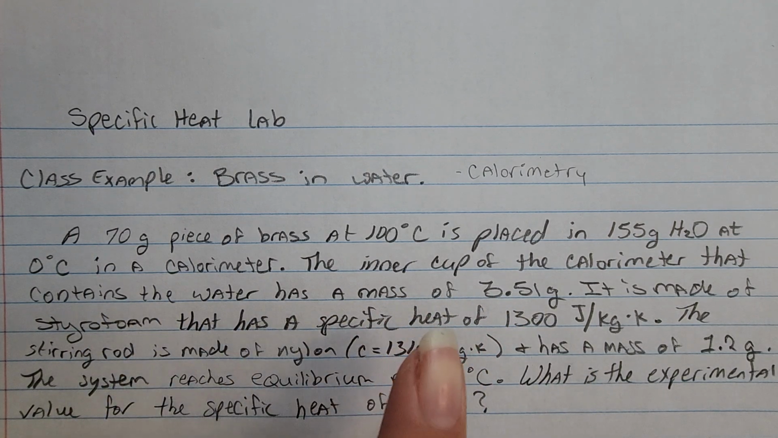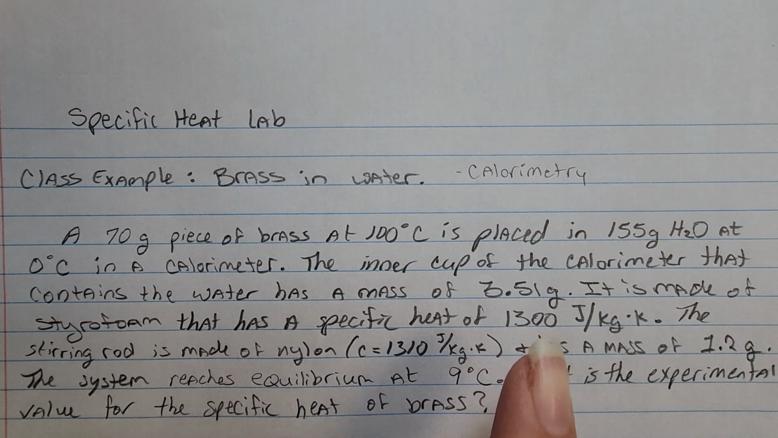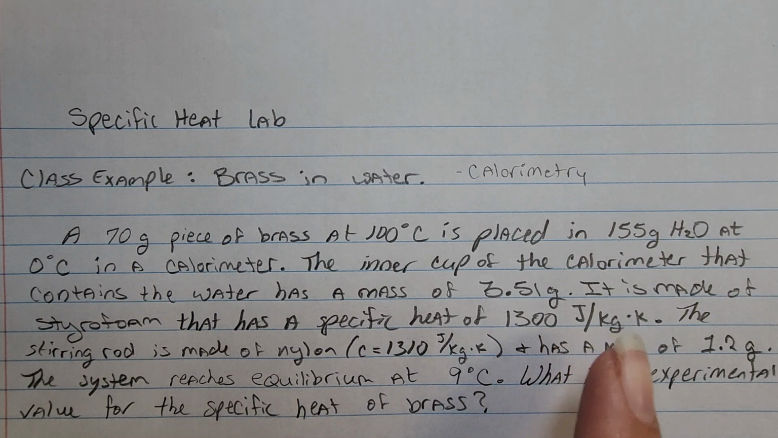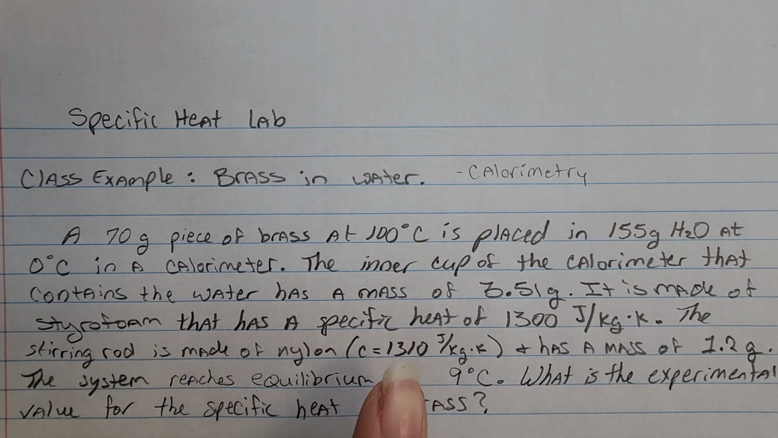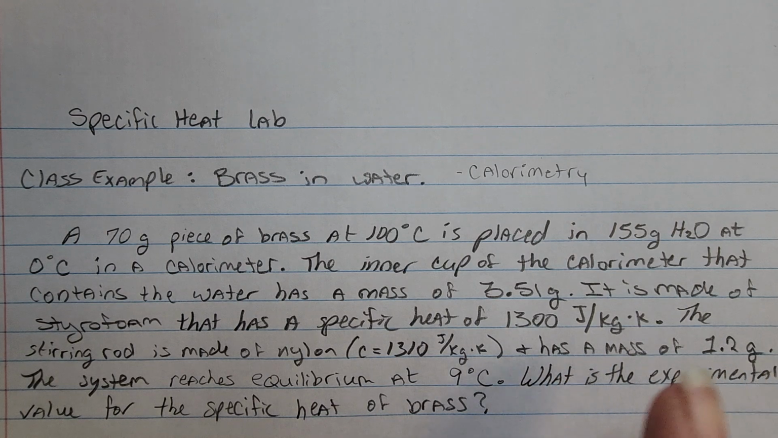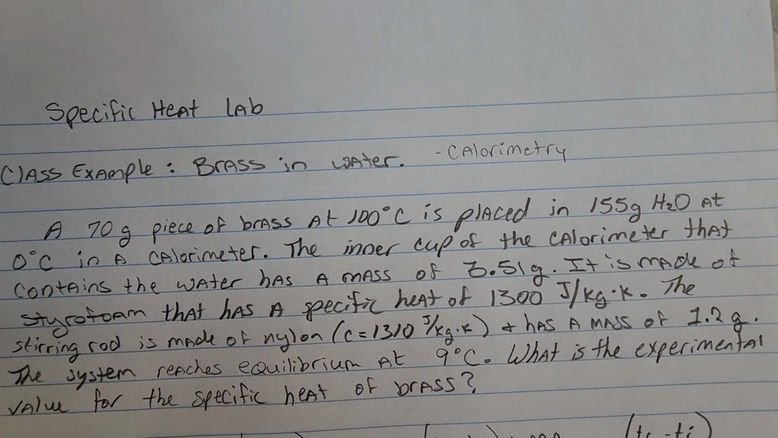It's made of styrofoam. Specific heat of styrofoam is 1300 joules per kilogram Kelvin or Celsius. The stirring rod made of nylon has a specific heat of about 1310 joules per kilogram Kelvin and a mass of 1.2 grams. The system reaches equilibrium at 9 degrees Celsius. What is the experimental value for the specific heat of the brass?